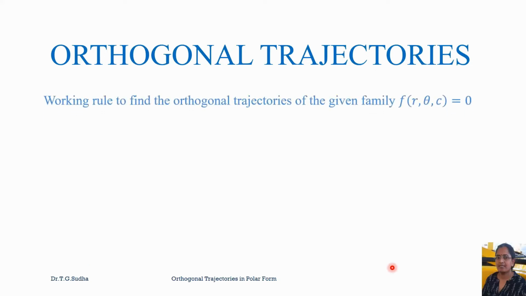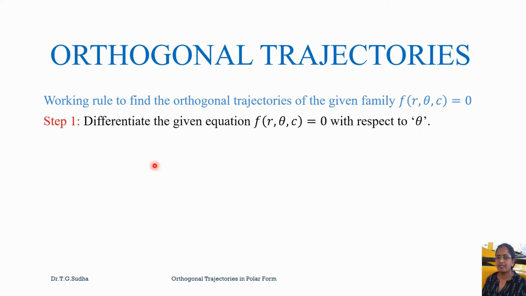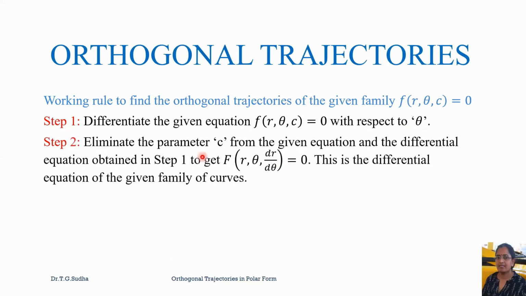Now let us note down the points for the working rule to find the orthogonal trajectories of the family f of (r, theta, c) equal to 0. In the first step, we differentiate the given equation f of (r, theta, c) equal to 0 with respect to theta. Then we eliminate the parameter c from the given equation and the differential equation obtained in step 1 to get a new equation f of (r, theta, dr/d theta) equal to 0, and this is the differential equation of the given family of curves.